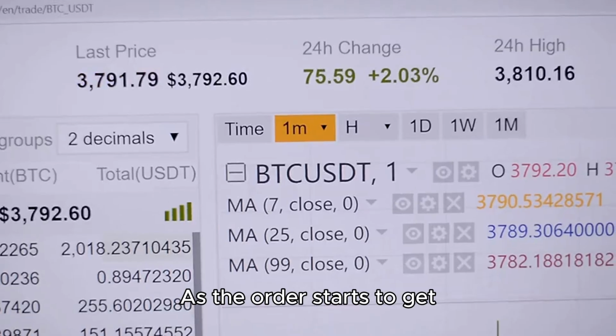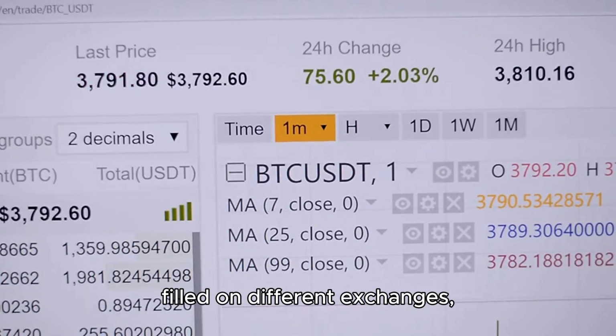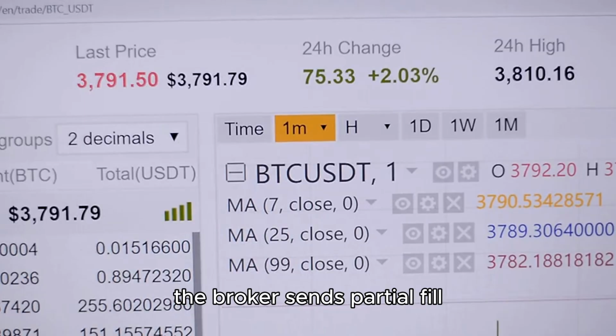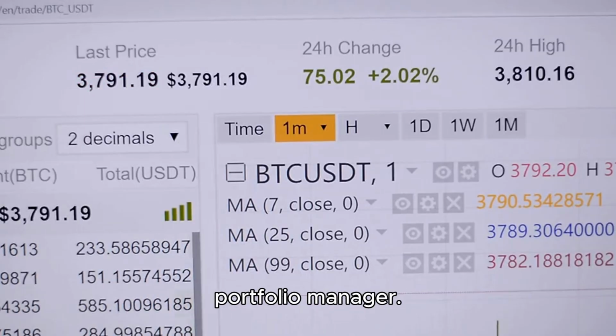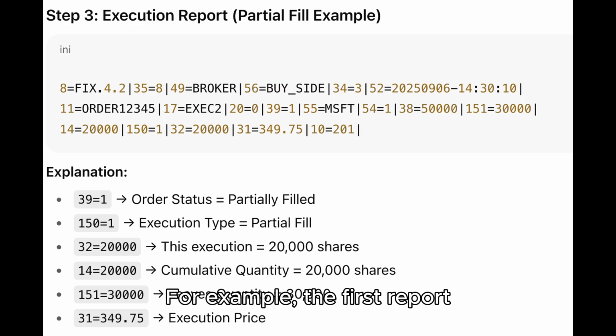Step 3. As the order starts to get filled on different exchanges, the broker sends partial fill execution reports back to the portfolio manager. For example, the first report might say that 20,000 shares were filled at a price of $349.75, with 30,000 shares still remaining.